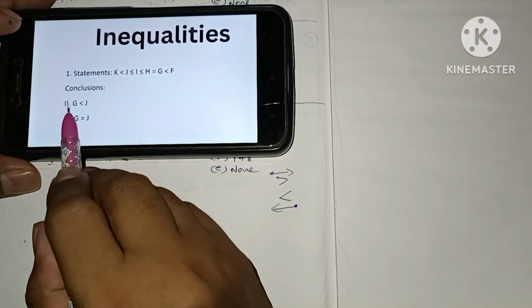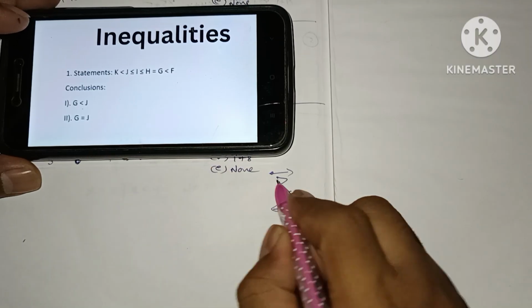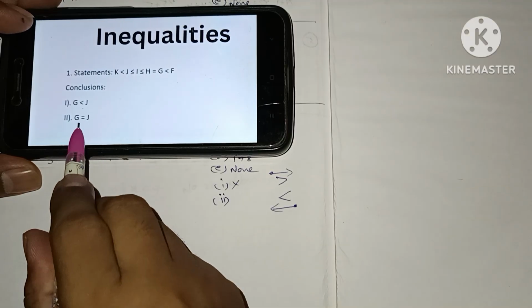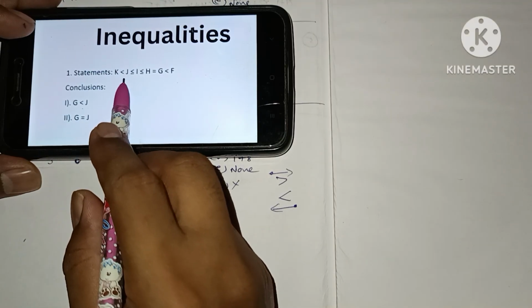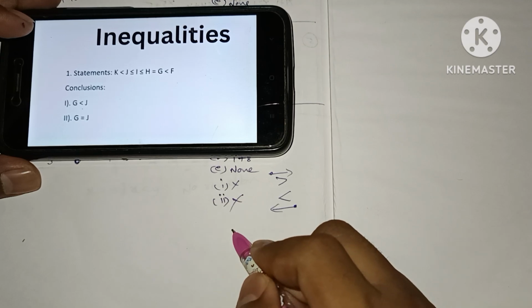The flow from J to G. From J, there is no flow to G. So first conclusion will be false. Second conclusion, G equals to J. It is not equal to. So second conclusion is also false.